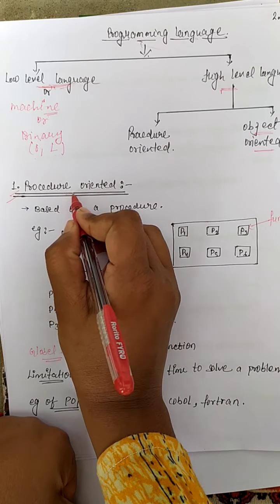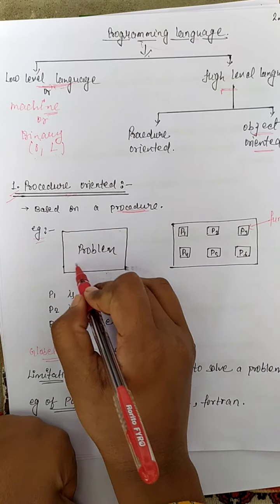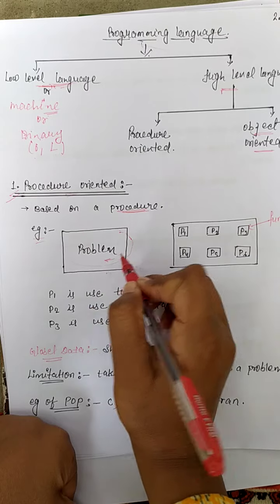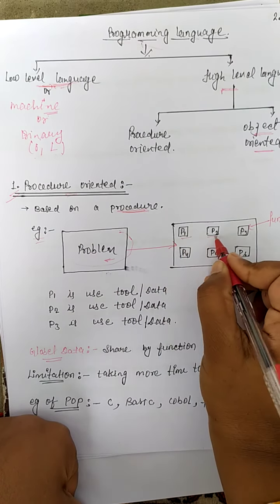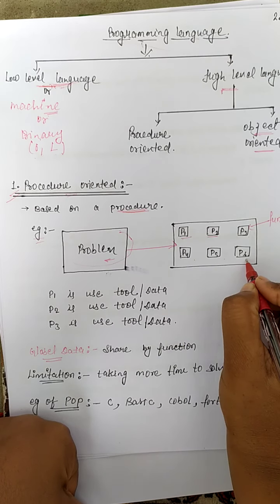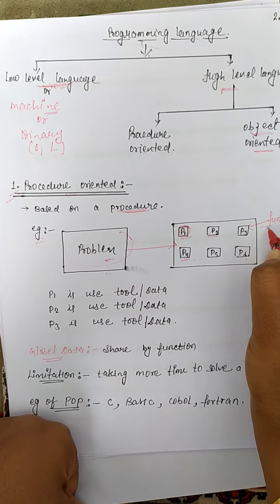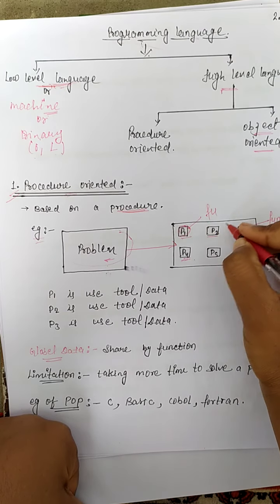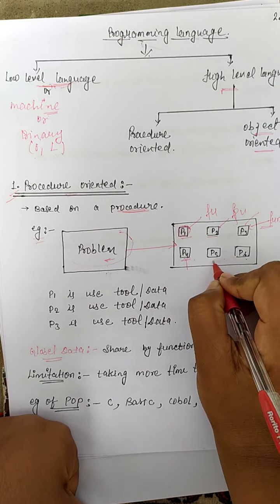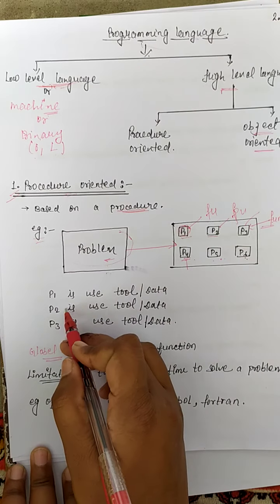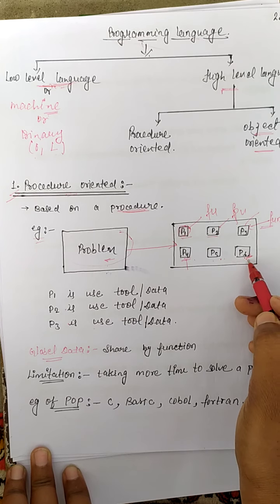The procedure oriented programming language is based on a procedure. For example, we have one big problem. We want to solve this problem. This problem is divided into small problems, that is P1, P2, P3, P4, P5, P6. Each is a part of this problem. Each one is called a function. P1 is a function, P2 is also a function, P3, P4, P5 and P6 are also functions.